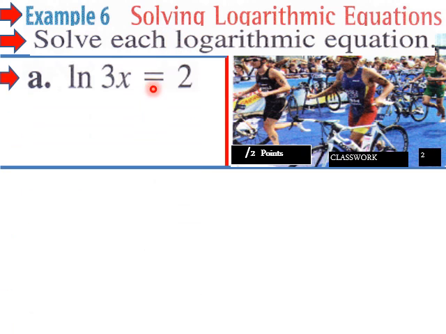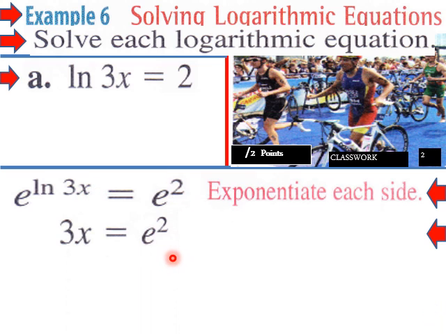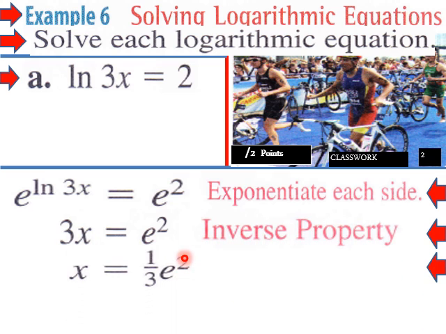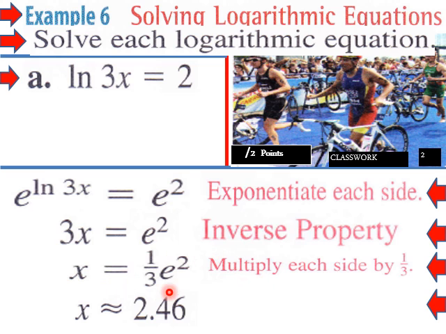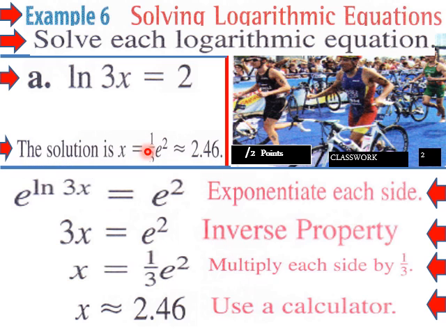Solve each logarithmic equation. Natural log 3x equals 2. So let's exponentiate each side: e to the natural log 3x, and then e squared. Then these will cancel. You have 3x equals e squared. Then divide each side by 3. x equals 1/3 e squared. And then you crank this out and you get x equals 2.46. So the solution for that is 2.46.